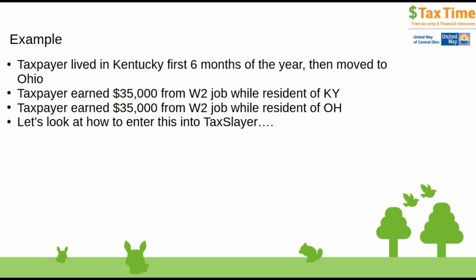Let's go through a simple example. In our example, the taxpayer lived in Kentucky the first 6 months of the year, then moved to Ohio for the remainder of the year. During their time in Kentucky, the taxpayer earned $35,000 from a W-2 job. The taxpayer then moved to Ohio and earned another $35,000 from a W-2 job while a resident of Ohio. So let's take a look at how to enter this information into TaxSlayer.